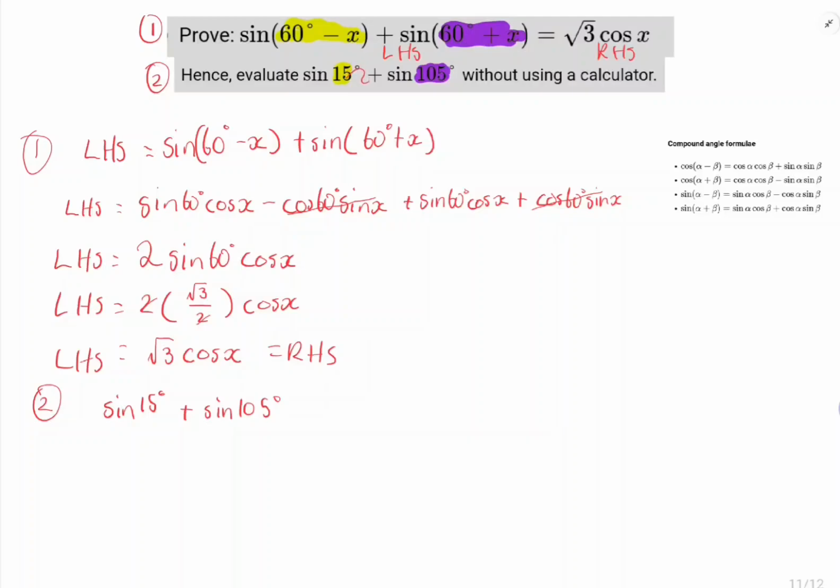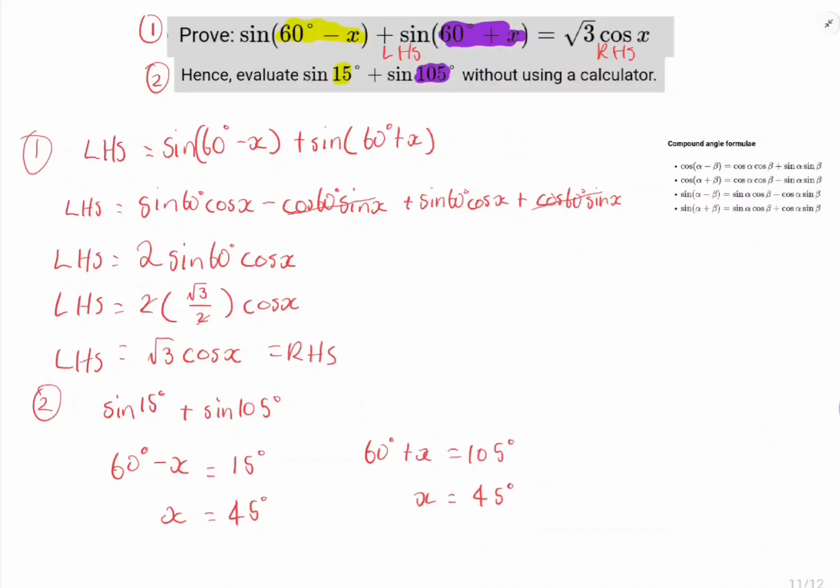We can say that this angle is the same as this angle, and this angle is the same as this angle, because both of them have sine, sine, plus. So the angles must be the same, right? So let us go ahead and solve for x. 60 degrees minus x is equal to 15 degrees, right? And x is going to be 45 degrees. And then 60 degrees plus x is equal to 105 degrees. So x is going to be 45 degrees as well.